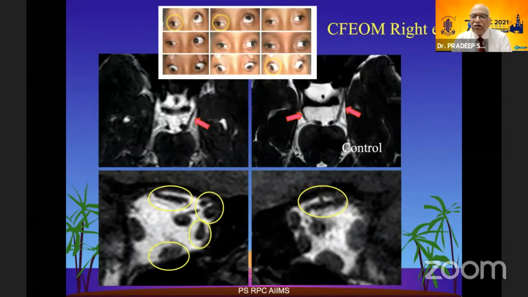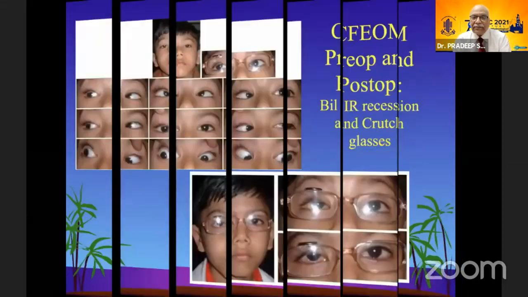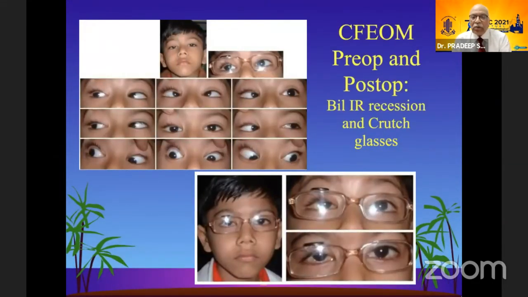Congenital fibrosis of extraocular muscles imaging, Dr. Ramesh had shown. You can see not only the orbit, but even the 3rd nerve missing if you do an MRI of the area of the midbrain. This is another case of a pre-op and post-op of a congenital fibrosis of extraocular muscles.